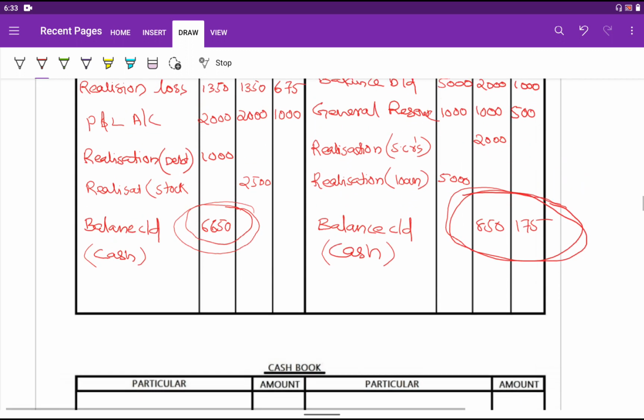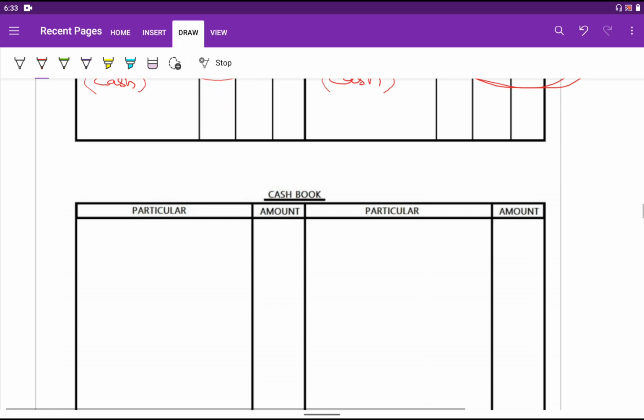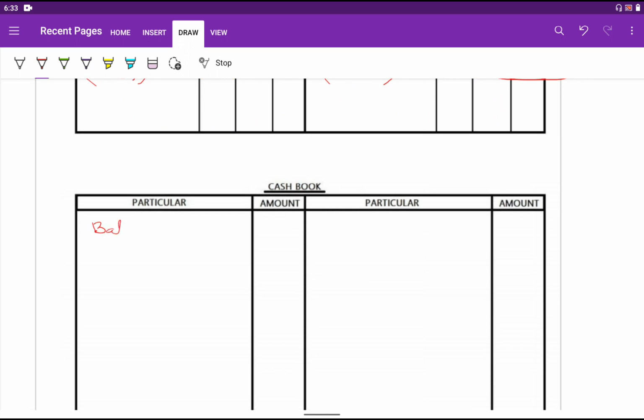So now we'll write the cash book, balance carried on. We'll start with the balance.